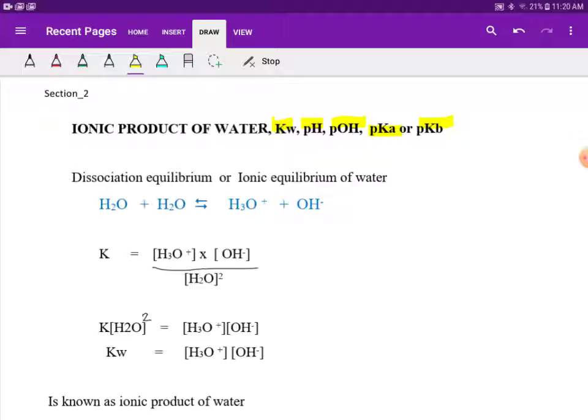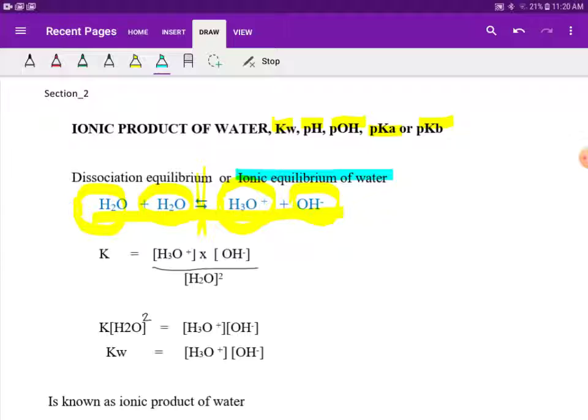First of all, you have to consider the ionic equilibrium of water. To discuss the ionic product of water, Kw, we have to consider the dissociation of water. Water is peculiar in that it has auto dissociation. That is, one molecule of water combines with another molecule of water to form its own ions, hydronium ion and OH minus ion, which remain in equilibrium. This equilibrium is known as the ionic equilibrium of water.